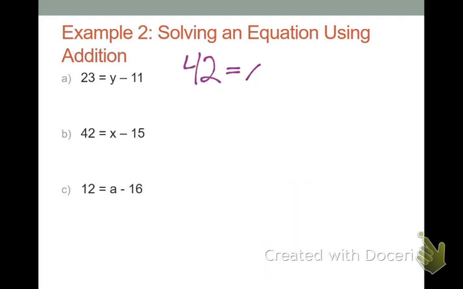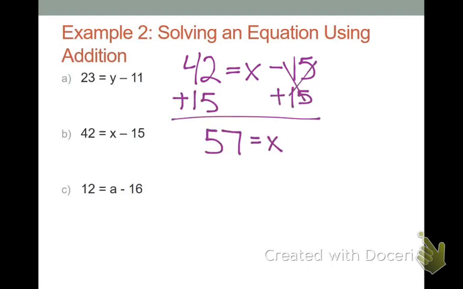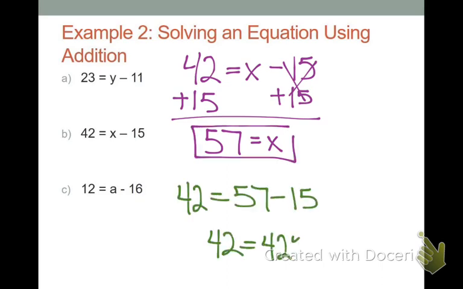All right, so we have 42 equals x minus 15. Again, we have to do inverse operations. How do I get rid of negative 15? Add 15 to both sides, and I get 57 equals x. But I'm not done. I need to go back and double check. And yeah, it's true. 57 minus 15 is 42.